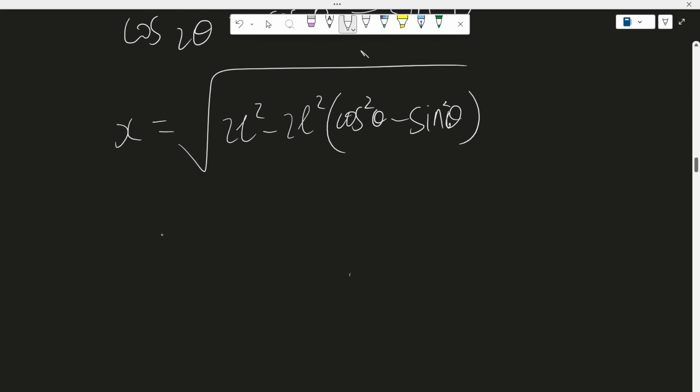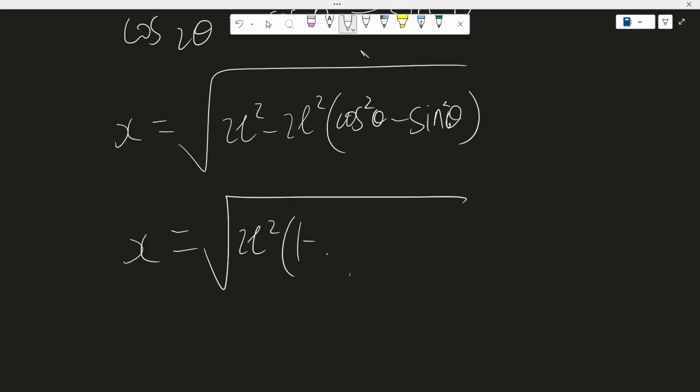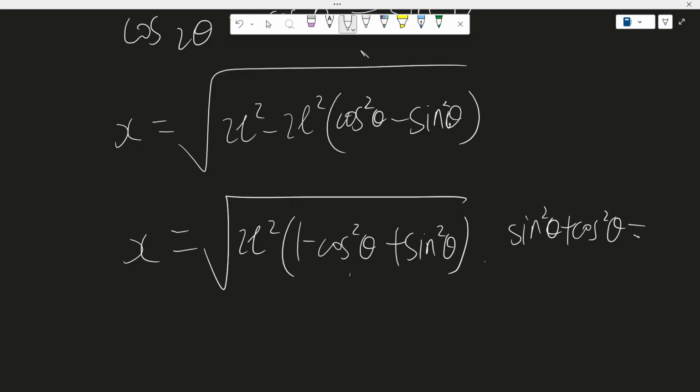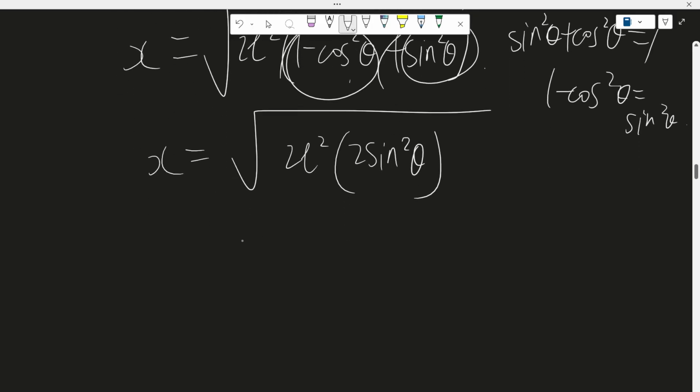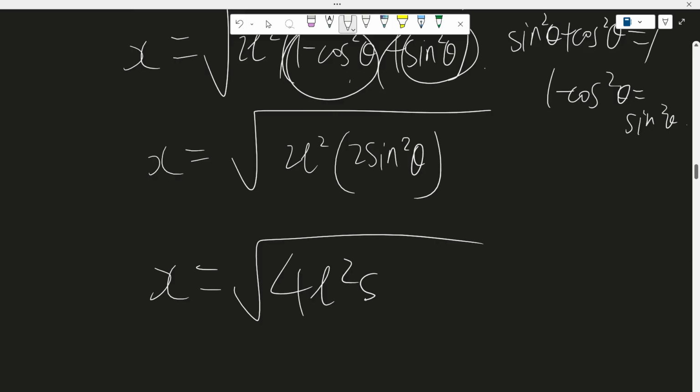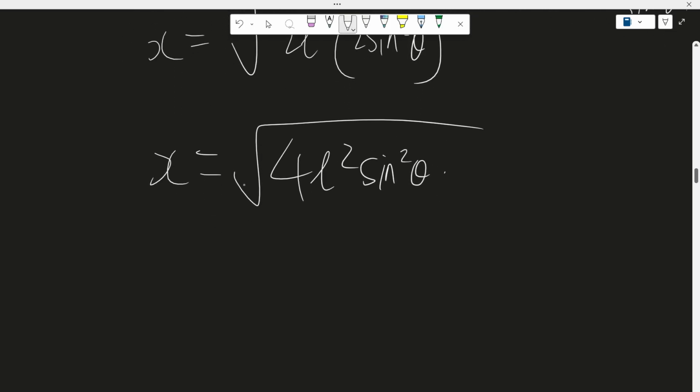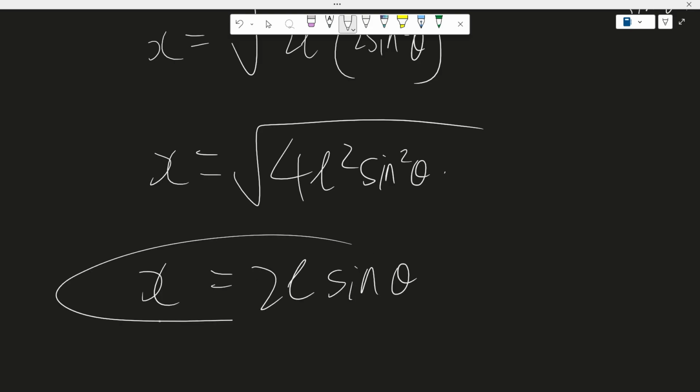And then if we factor out the 2L squared, we have 2L squared times 1 minus cosine squared theta plus sine squared theta. We know from the identity that sine squared theta plus cosine squared theta is 1, so 1 minus cosine squared theta is sine squared theta. So x equals the square root of 2L squared times 2 sine squared theta, because this is sine squared theta plus sine squared theta, giving 2 sine squared theta. So x equals the square root of 4L squared sine squared theta, and we can simplify it: it's basically x equals 2L sine theta.